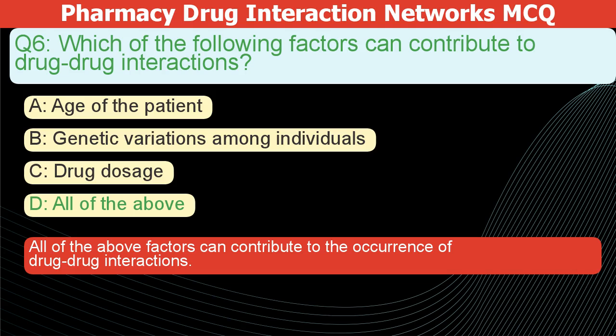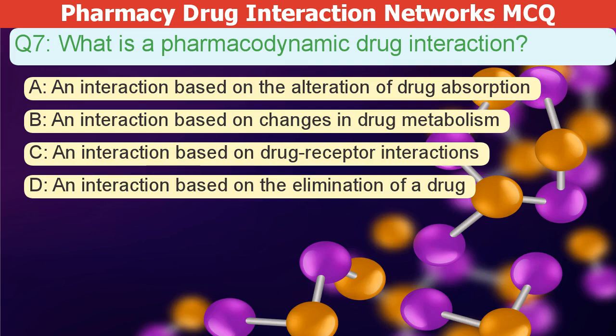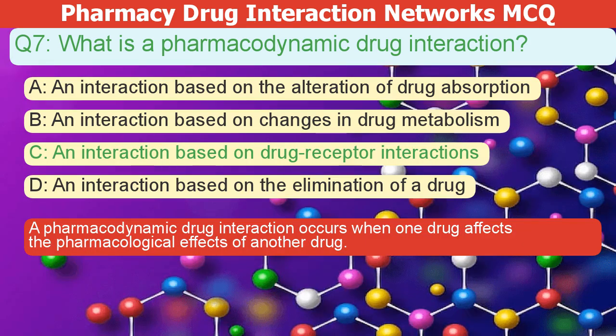All of the above factors can contribute to drug-drug interactions. What is a pharmacodynamic drug interaction? A. An interaction based on the alteration of drug absorption. B. An interaction based on changes in drug metabolism. C. An interaction based on drug receptor interactions. D. An interaction based on the elimination of a drug. The correct answer is C.